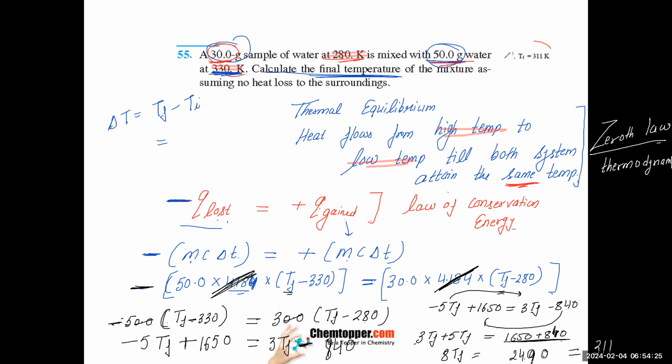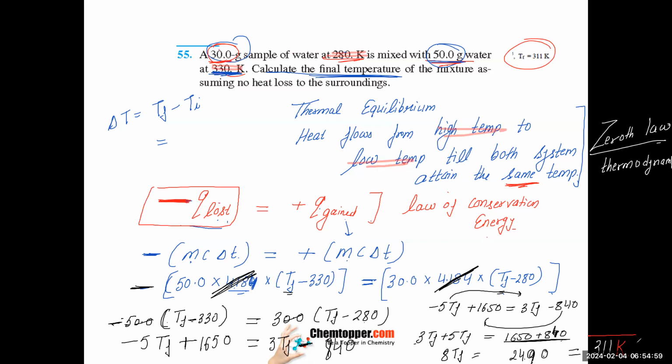Check the answer. So children, this question is based on thermal equilibrium, that heat flows from high temperature to low temperature, and is also based on the first law of thermodynamics, the law of conservation of energy, minus Q lost. Remember, whenever you are writing Q lost, you have to take this minus. If you don't take this sign convention, you will end up with the wrong answer. And the units will be Kelvin.